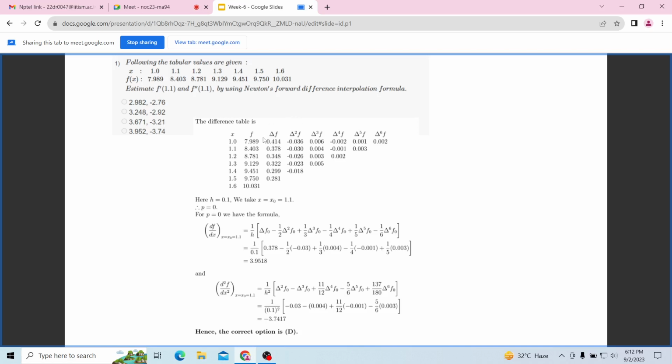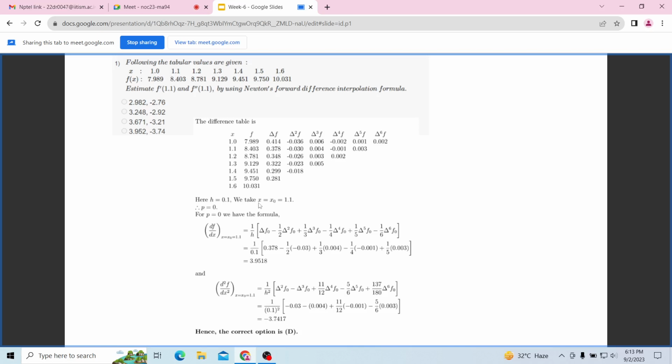For calculating del f, what you will do? Simply 8.403 minus 7.989, so you'll get 0.414. Then for the second value 0.378, just subtract 8.403 from 8.781. So you have to calculate the forward difference, and in this way you will get del f. Then by subtracting the consecutive terms you will get del square f, and similarly all the other terms. Once you have calculated this difference table, what is h here? The difference between the consecutive terms is 0.1, so h is equal to 0.1.